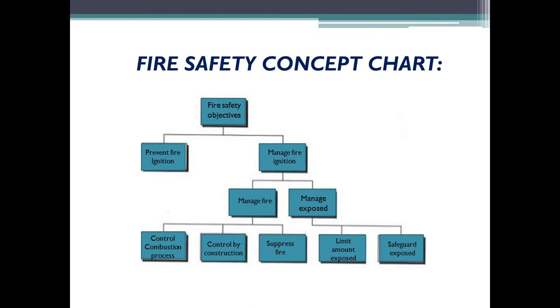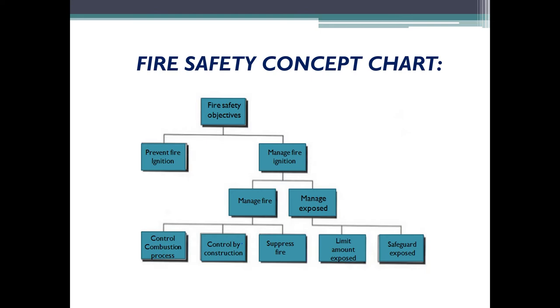So, fire safety concept chart. This is a fire safety concept chart, which describes the objectives of fire safety, which are two objectives. The first is to prevent the fire ignition, the second is to manage the fire ignition. So prevention is about what active or passive technology we are using. The second thing is manage fire ignition. In manage fire ignition, it comes to manage fire and manage exposed.